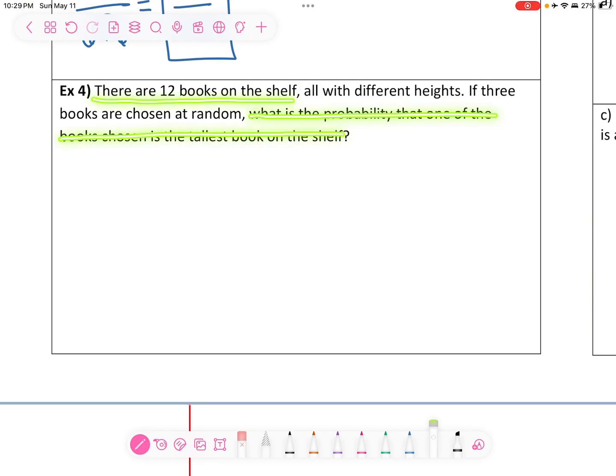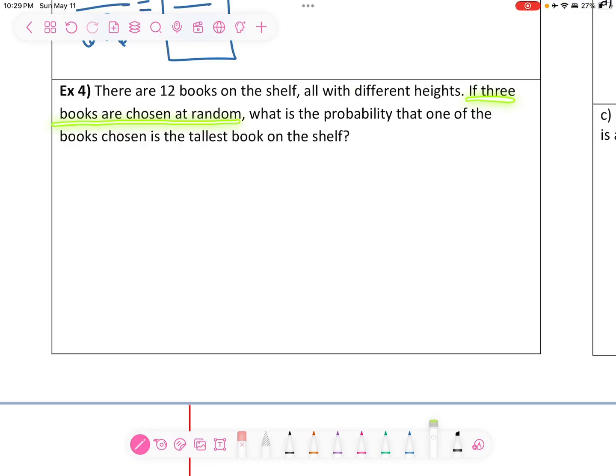So there's 12 books on a shelf, all with different heights. If 3 books are chosen at random. So think of the scenario itself. When we are arranging or grouping these books, is there an order to it or is there not? So it says if 3 books are chosen at random, and that's all it says, right? We're not putting the books on the shelf in an order. We're taking them off at random. So it doesn't say that we're putting them in an order or anything like that.